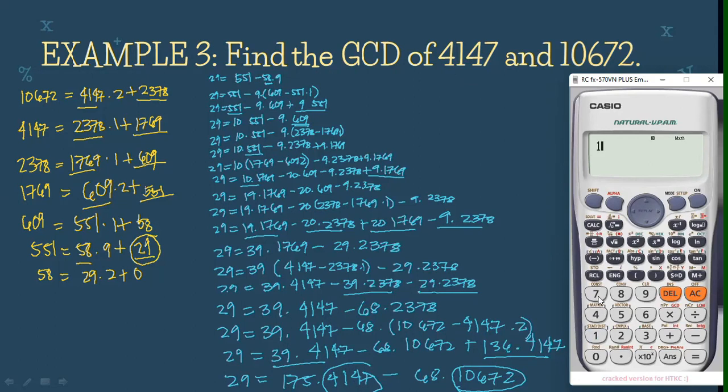So we have 175 times 4,147 minus the quantity 68 times 10,672. That will give us 29. So meaning to say, this linear combination is already done and we satisfy po the linear combination. So ito po yung linear combination natin and this is our GCD.